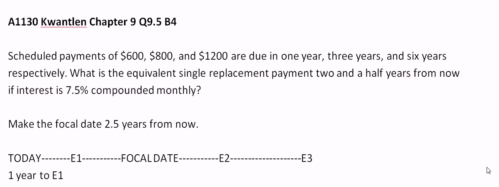Now, this problem has three payments due at different times, and we are asked to calculate the equivalent single replacement payment. So you should be thinking about an equation of equivalence. We have three payments on the left-hand side of the equation, and one replacement payment which has to equal it.